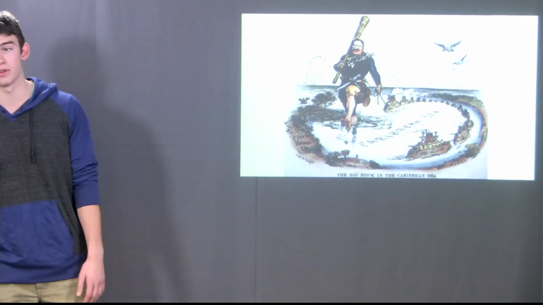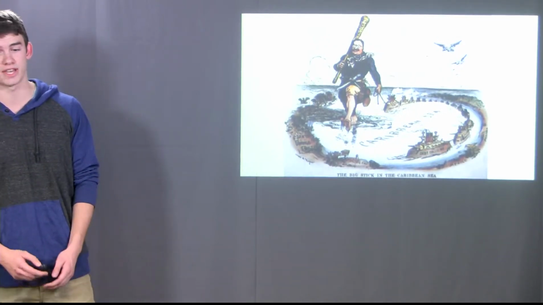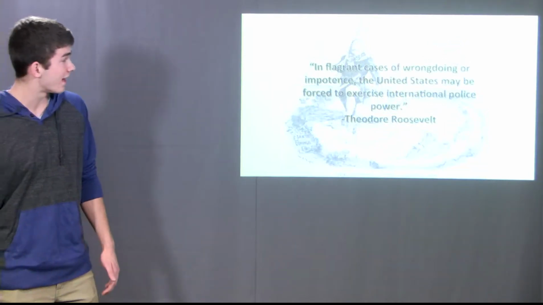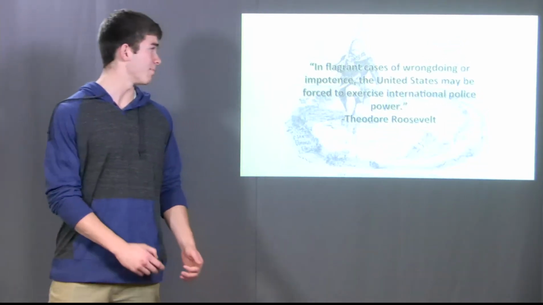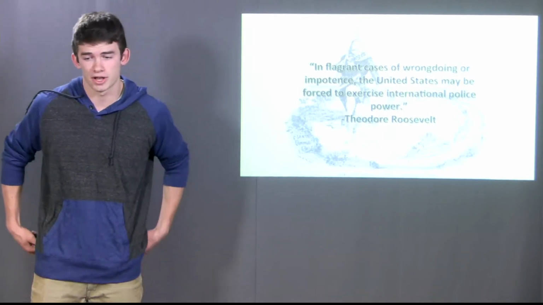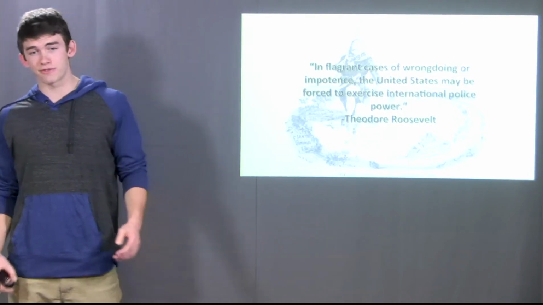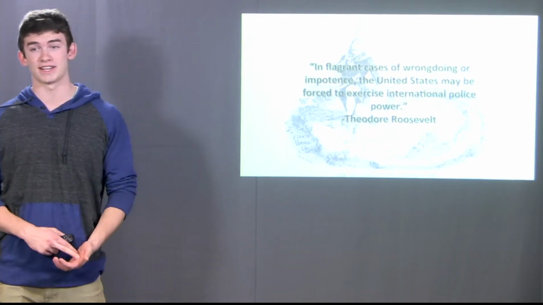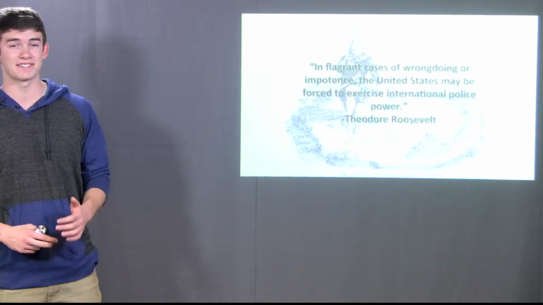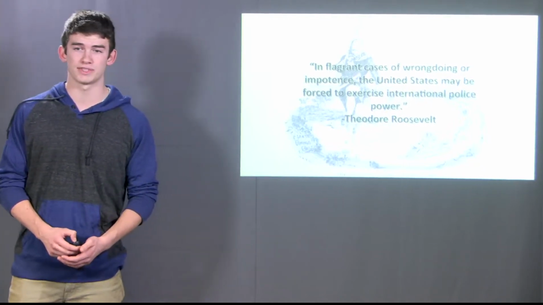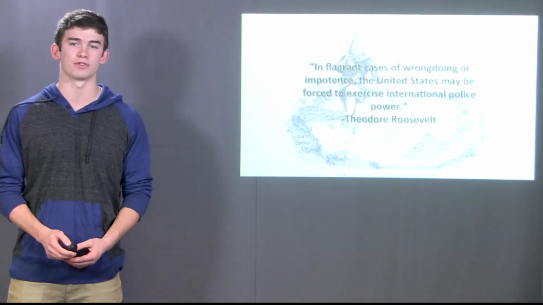Later, Theodore Roosevelt broadened the implications of the Monroe Doctrine with his corollary to the Monroe Doctrine, in which he stated, "In flagrant cases of wrongdoing or impotence, the United States may be forced to exercise international police power." Now, this was huge. This was the first time that these words, international police power, had been used in the context of the United States. It set the United States far above other nations in that they were responsible to intervene in humanitarian crises across the world.